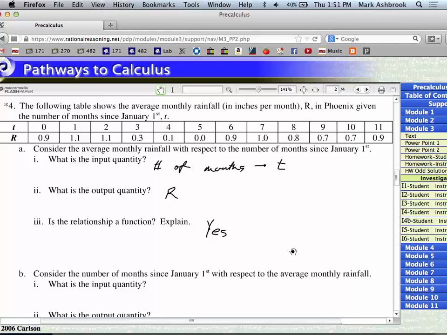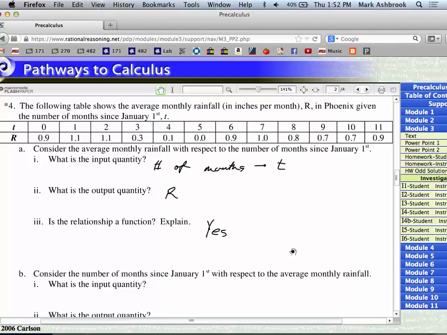After 1 month, there was 1.1, but that's the only amount of rainfall there was. After 2 months, there was 1.1, but that's the only amount. It can't be more than one amount of rainfall. So it's okay. It's a function. Other way around, obviously is not. Let's do a different example, 0.9. If you pick 0.9 inches of rainfall, does that give you just 1 month since January 1st? No, because that's 2. So going the other way around, R your input and T your output, that's not a function.